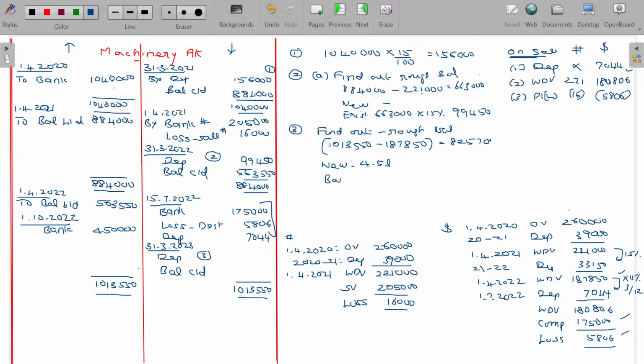The balance will be the asset that exists since very long ago. So 8,25,700, from there 4,50,000 is subtracted. Balance amount being 3,75,700. For this, 15% you can claim fully, but for the new asset you have to claim only for the specific period. You purchased it on 1st October and the year closes on 31st March. So from 1st October to 31st March, we have 6 months. So this is eligible for 6 months of depreciation.